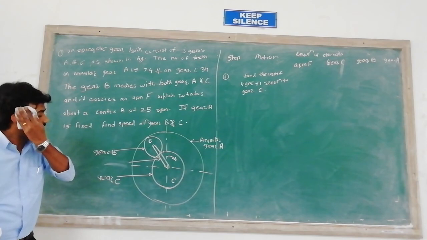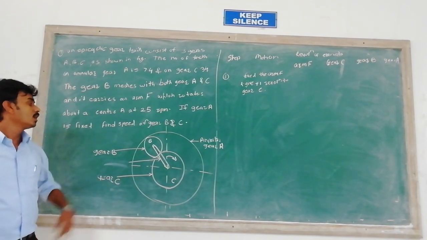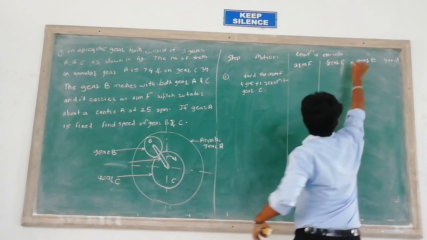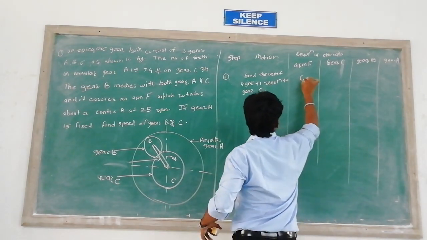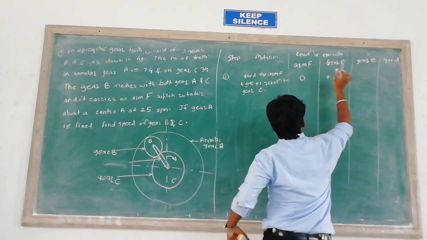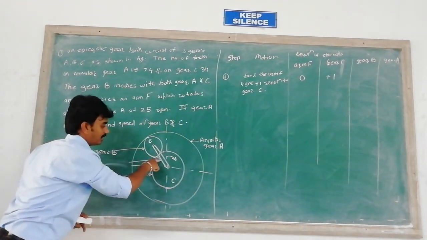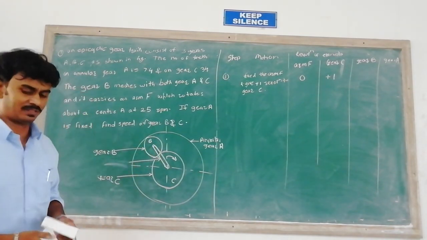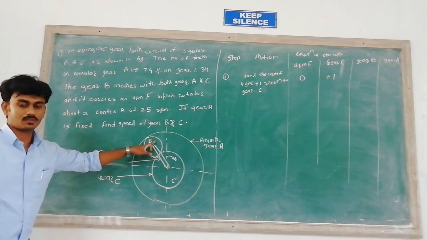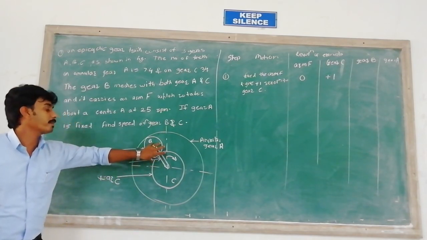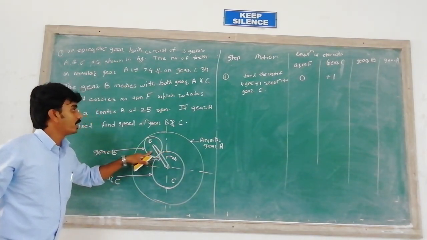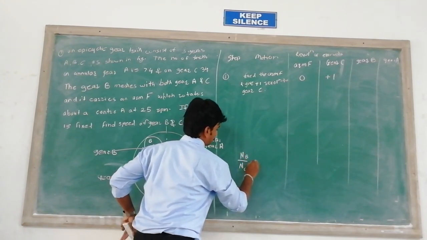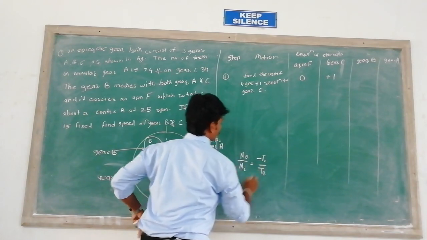When we mark the arm F as fixed and give a plus 1 revolution to gear C, then what is the revolution of gear B? First of all, the arm F is fixed, therefore this is 0, and we give a plus 1 revolution to gear C. When gear C is rotating in a clockwise direction, gear B will rotate in an anti-clockwise direction, because they are meshing externally with each other. So NB upon NC is equal to minus TC divided by TB. This is our general formula.